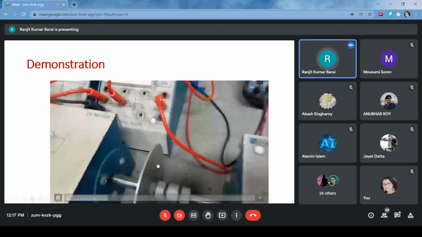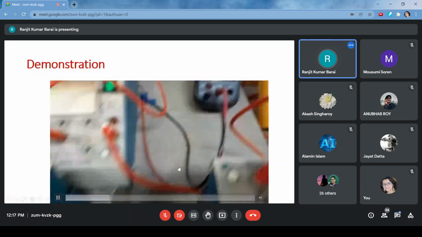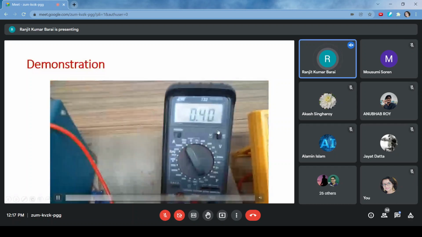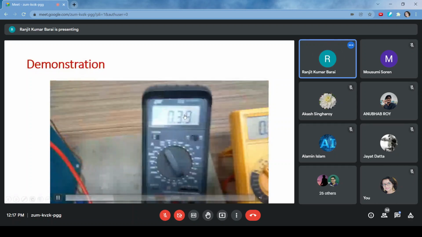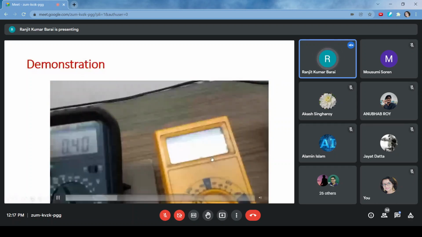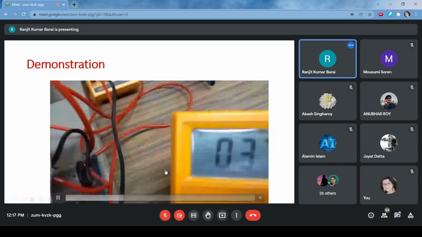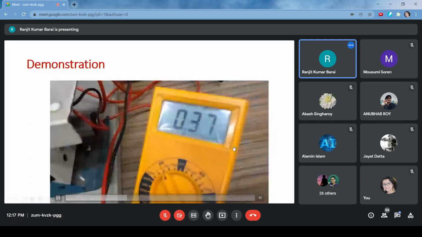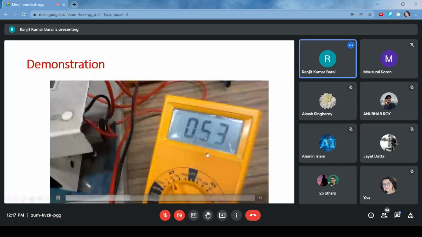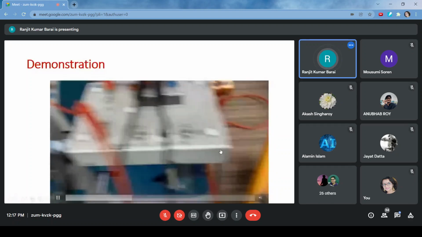I think brake position 2. For that condition, the armature current is this much. And I think this is the tacho generator voltage. Yes, this is the tacho generator voltage.